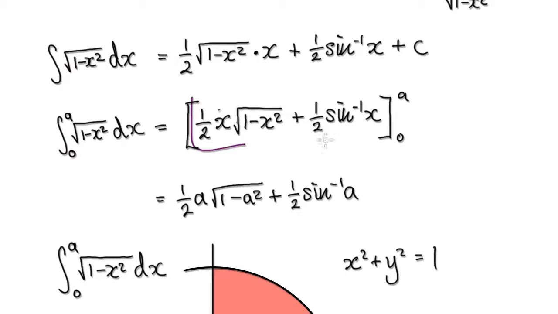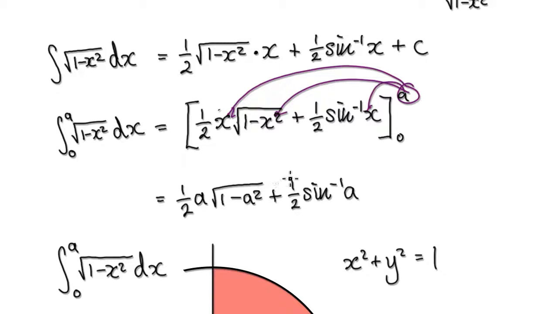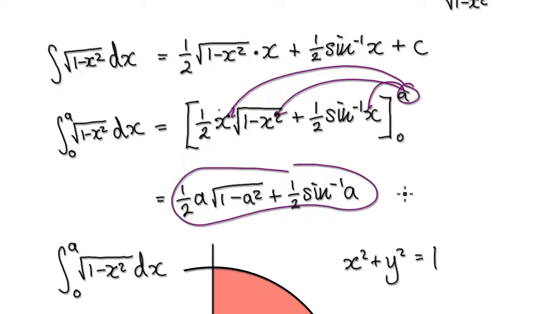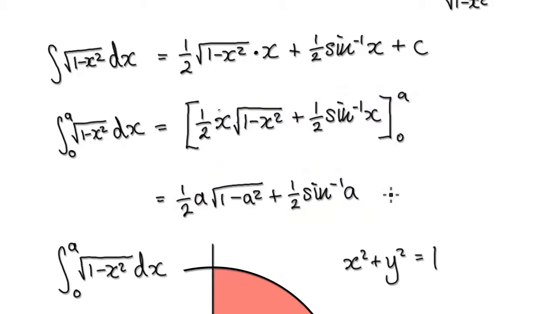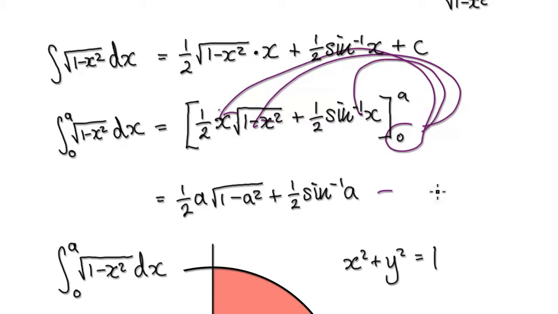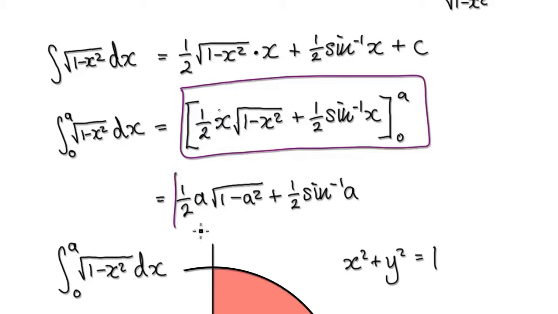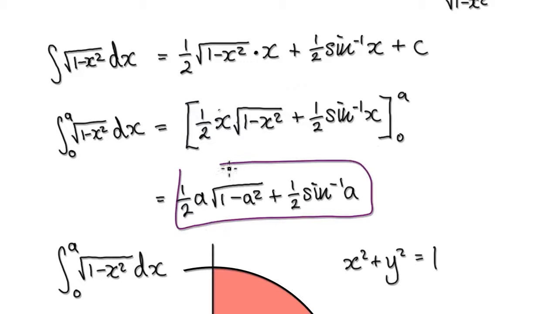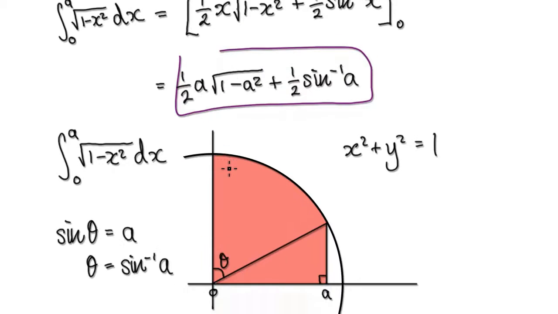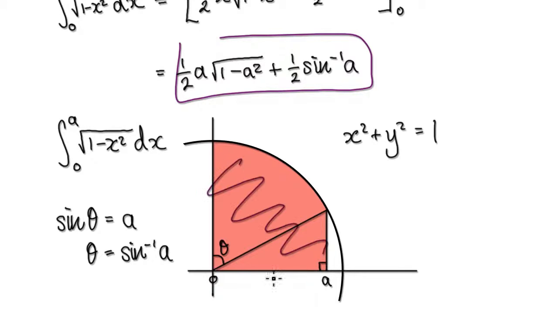So that will then give us this thing here. Now put a into here, put a into here, put a into here. That will then give you this thing here. And then take away. Now put 0 into here, put 0 into here, put 0 into here. It will be 0. So this whole thing here will then become this thing here. Okay, so this is our final answer. The area of this from 0 to a is given by this thing here.